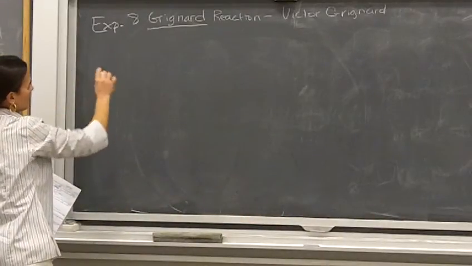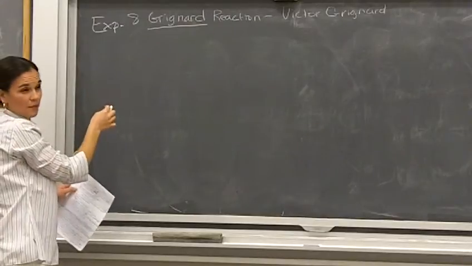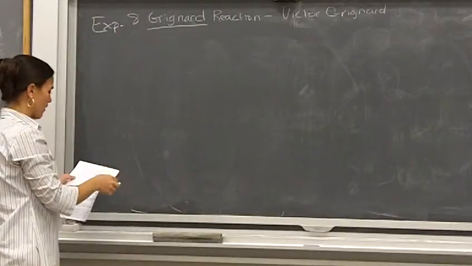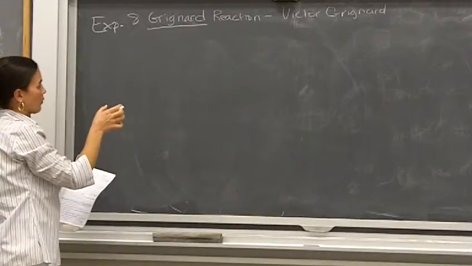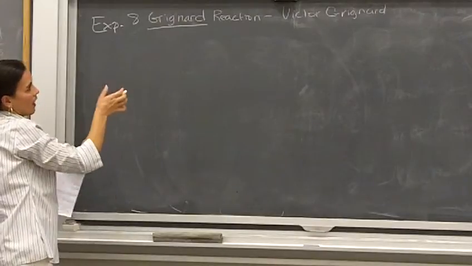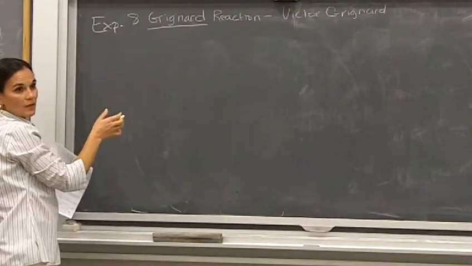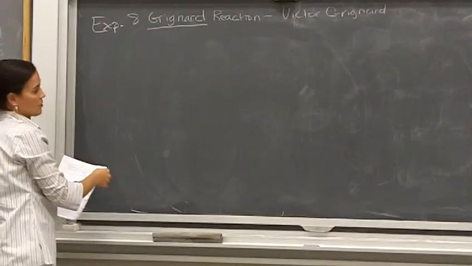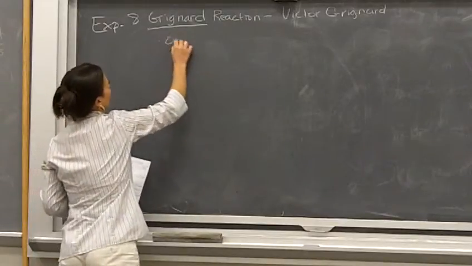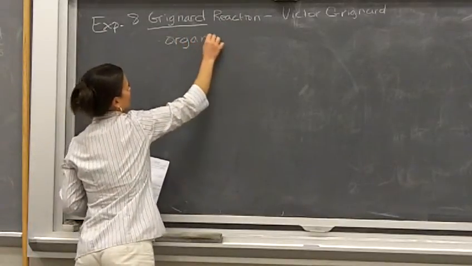And what this reaction involves, something that you haven't looked at so far, is something where we're going to use organic chemistry and we're going to use a metal in our organic chemistry. So it's an example of organometallic chemistry.